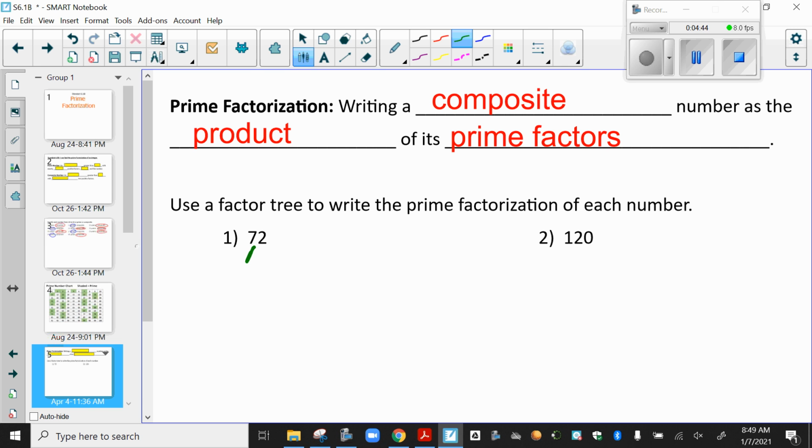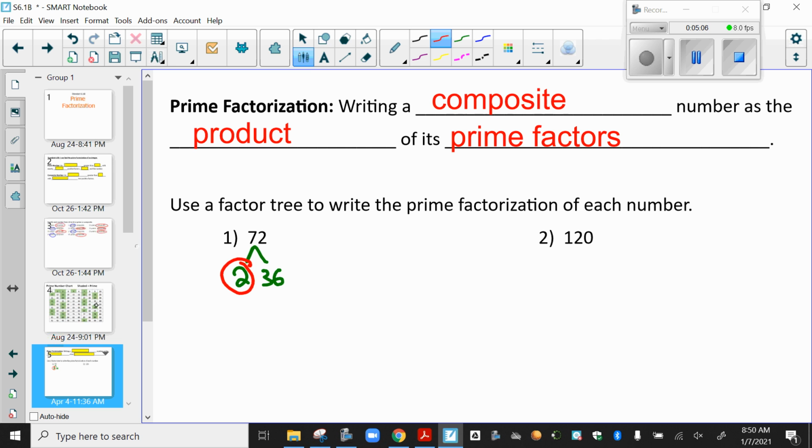So I'm going to start, and I'm going to do 2 on one side. And let's see, half of 72 is 36, so I'm going to write 36. And anytime you come across a number that's shaded on that sheet, which you'll have a copy of, I'm going to circle it. And I'm going to do this right away so I don't have to keep thinking about it. 2 is prime. I'm going to circle it.